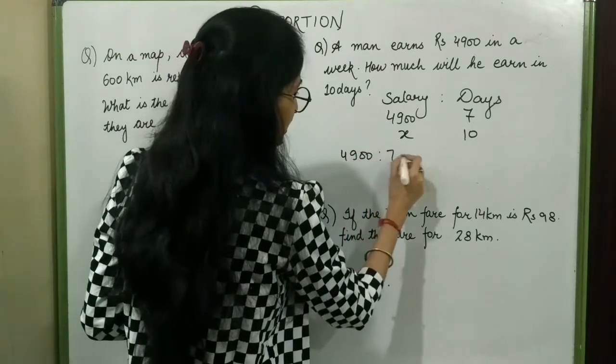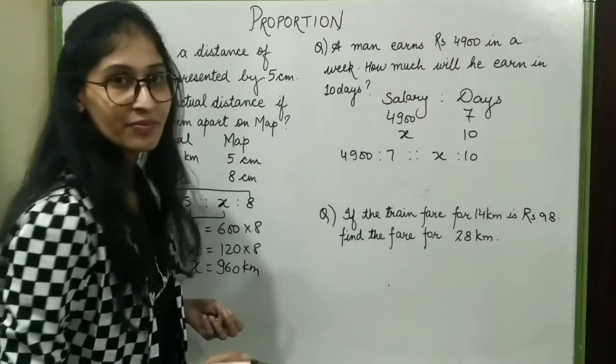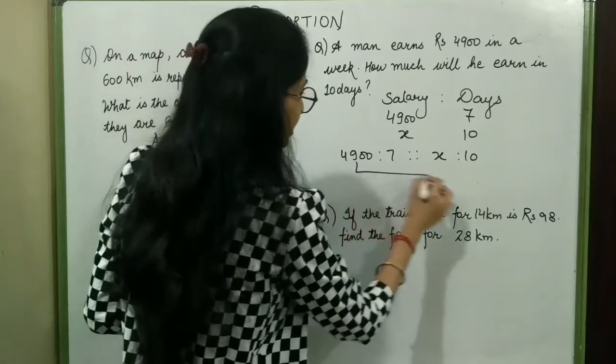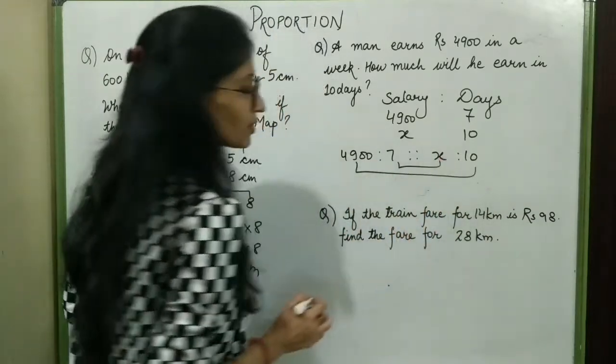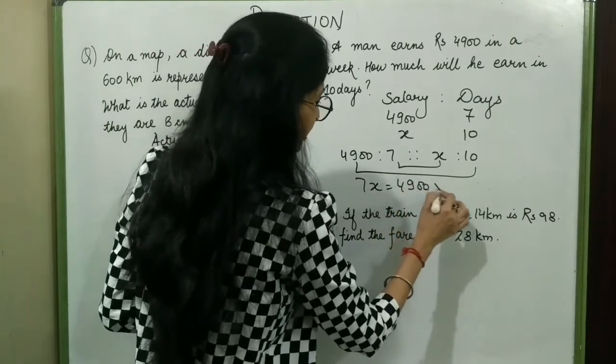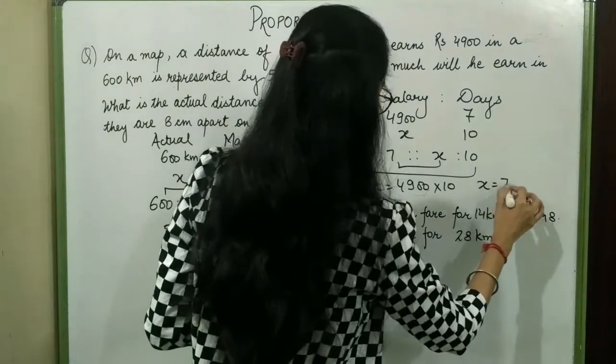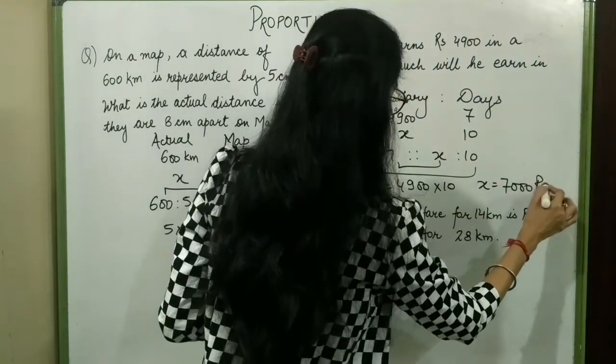4900 ratio 7 should be proportional to x ratio 10. Product of means should be equal to product of extremes. 7x equals 4900 multiplied by 10. So the value of x will be 7,000 rupees.